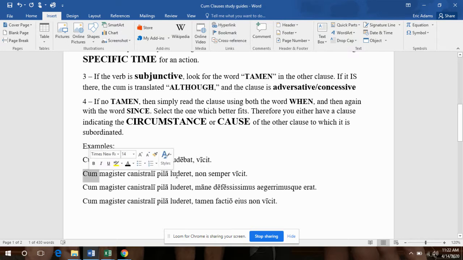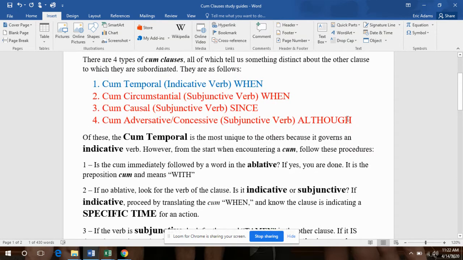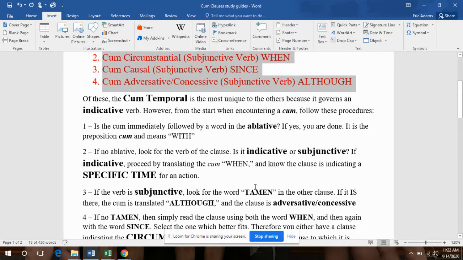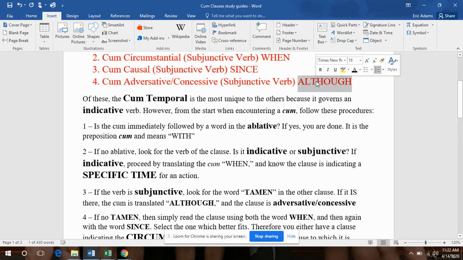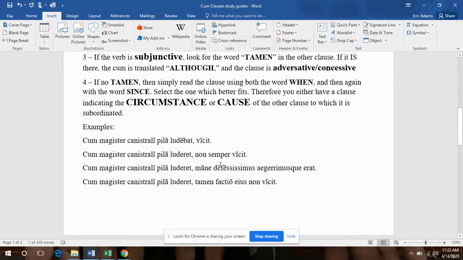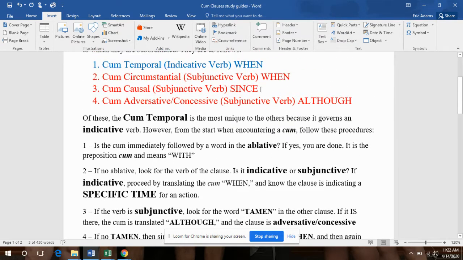I see the cum. It is not an ablative. I then look and see, ooh, it's a subjunctive. So that means it's one of these three. First thing I'm going to look for, the tamen. Because if there is a tamen, I know automatically it is the cum concessive, and I will translate it although. There is not a tamen. So I'm going to go back, and it's either when or since.